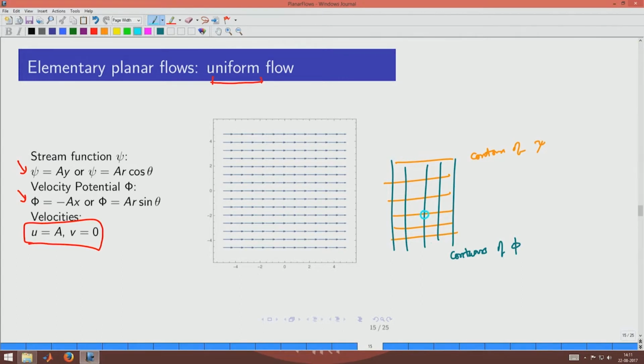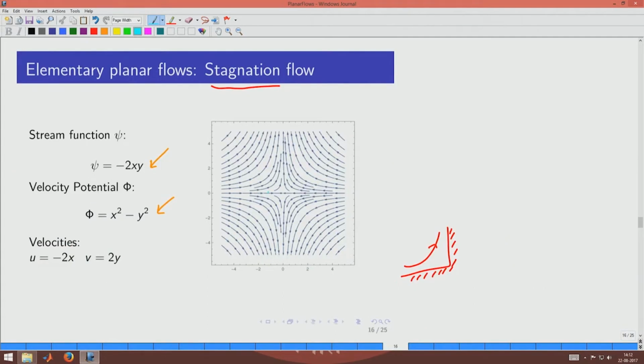This can be validated for all the flow fields as we go ahead. That is what I was telling you earlier, and here you can see that the contours of psi will be given by hyperbolae, and the contours of phi should be normal to them wherever they intersect, and the velocity components are given by the components that are here, minus 2x and 2y. So, the flow field near a corner can be described by stagnation flow.